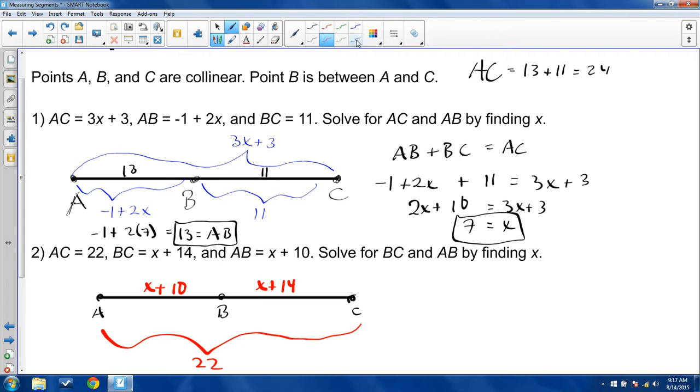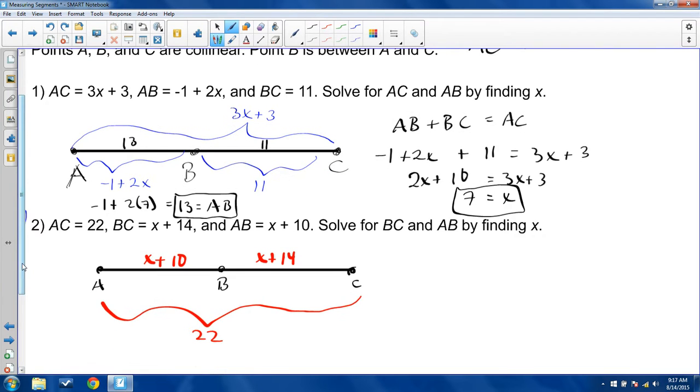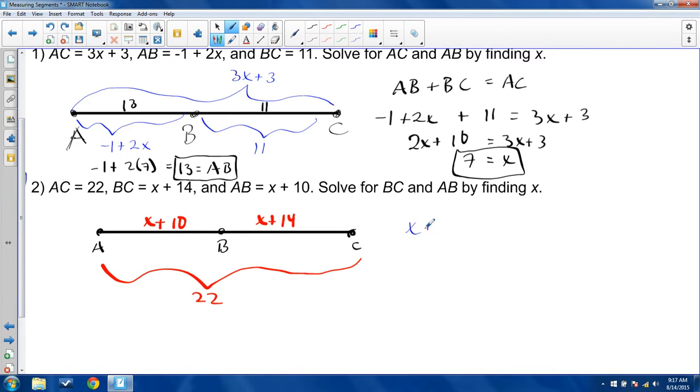Same idea, once again: you want to solve for x and then figure out the lengths that they are asking you to find. So I know that AB is x plus 10. I'm going to add that with BC, which is x plus 14, and I get 22. So let's solve for x. Combine like terms. You get 2x plus 24 equals 22.